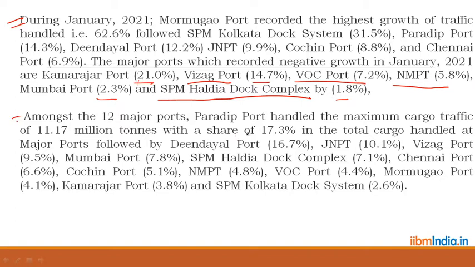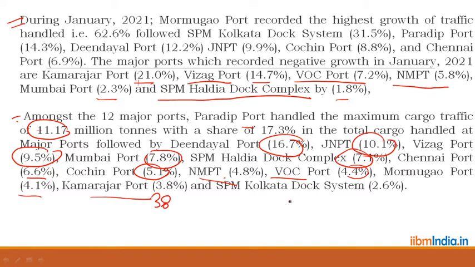Among the 12 major ports, Paradip handled the maximum cargo traffic, around 11.17 million tons, with a share of 17.3% in the total cargo handled at major ports, followed by Deendayal 16.7, JNPT 10.1, Vizag Port 9.5, Mumbai Port 7.8, SPM Haldia Dock Complex 7.1, Chennai Port 6.6, Cochin Port 5.1, and NMPT 4.8, VOC Port 4.4, Mormugao Port 4.1, Kamarajar 3.8, and SPM Kolkata Dock 2.6. You just need to remember which port handled the maximum cargo traffic. That is Paradip.